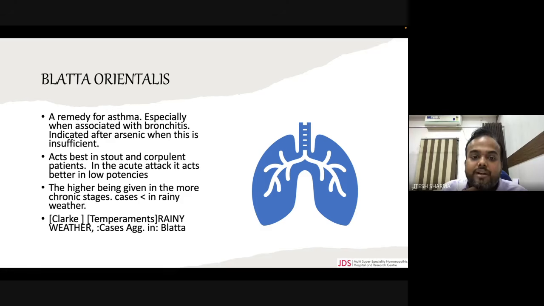I think I have explained in Strophanthus. Yes, Strophanthus people are corpulent. So in acute attack, it acts better in low potencies, the higher being given in more chronic stages in the cases with aggravation in rainy weather. Even Clarke has a rubric in temperaments, rainy weather cases aggravation in Blatta. So keep Blatta with you, not Q, keep 0/1, the best potency that acts on everyone, as a practical point of view. Blatta, LM potency works magic. Also, you can use 30, but LM potency works much better, especially in acute attacks also.